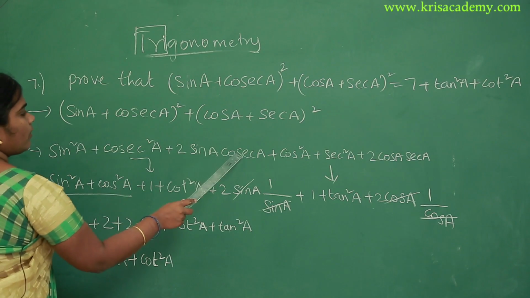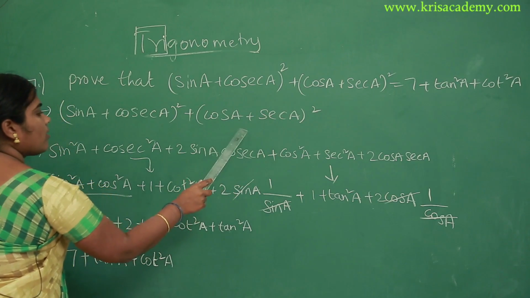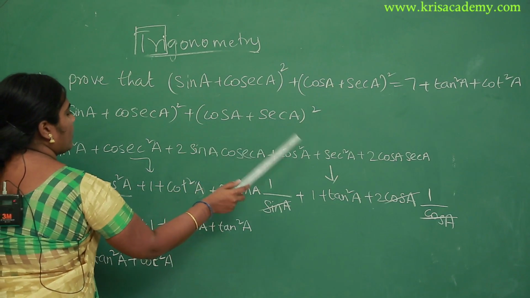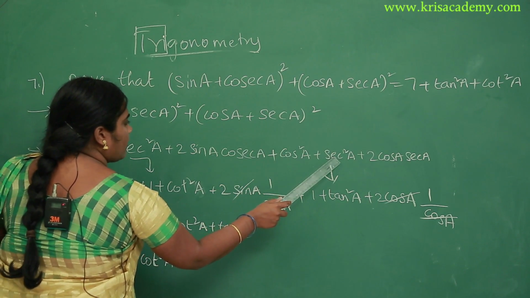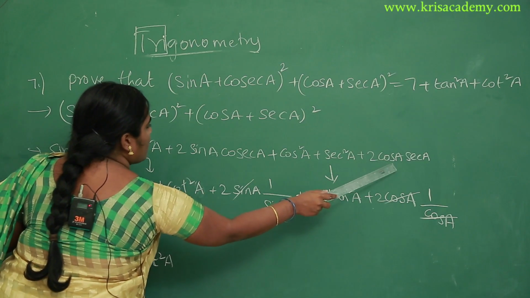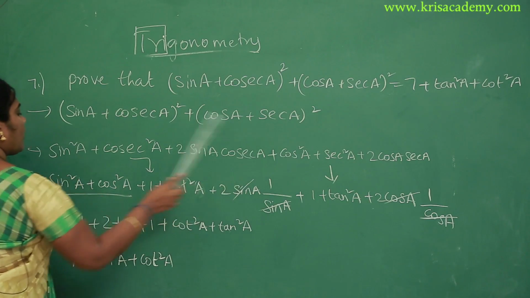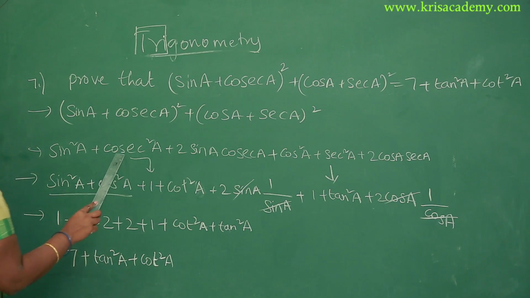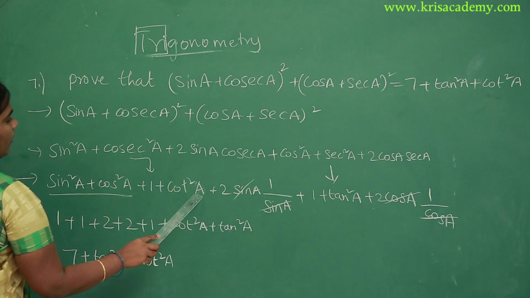Now this part is over. Now this side, cos A plus secant A whole square. Here also we will use A plus B whole square. A is cos A, B is secant A. A square is nothing but cos square A, B square is nothing but secant square A, plus 2 into A into B. So 2 into cos A into secant A. So now let us write cos square A next to sin square A. So sin square A plus cos square A. We know the identity cosecant square A is nothing but 1 plus cot square A.